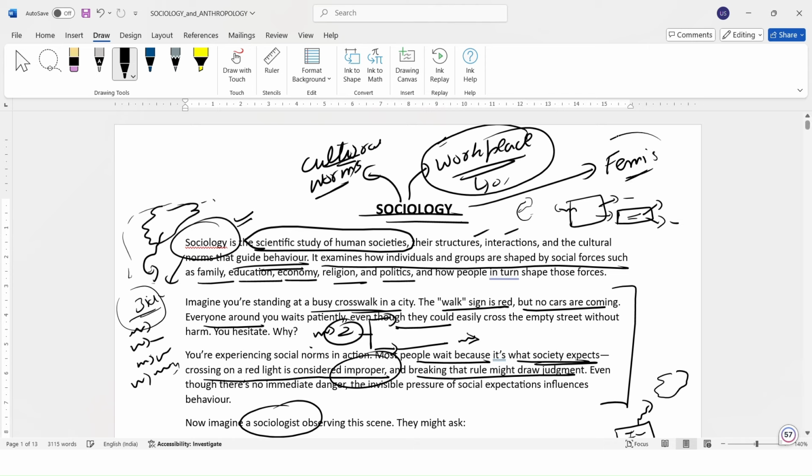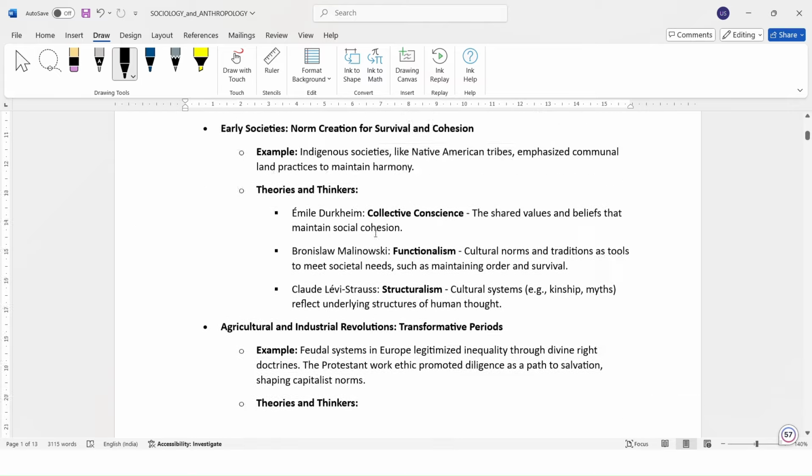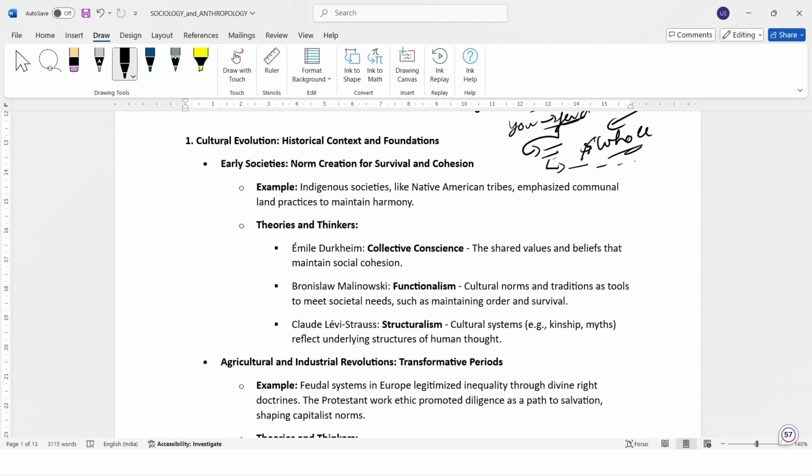And third, we'll study feminist history, or a little bit about feminism and feminist history, because it's a very important part of sociology. And then we'll move to anthropology. So let us first begin with cultural evolution, historical context, and foundation. In this part, we'll understand how societies actually develop. In early societies, the main thing was survival and cohesion.